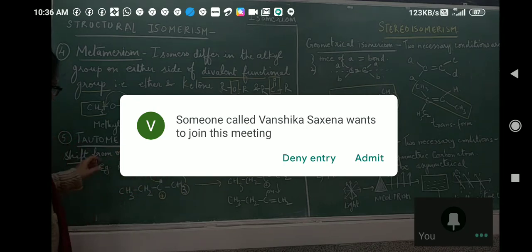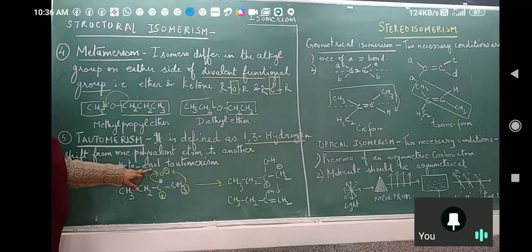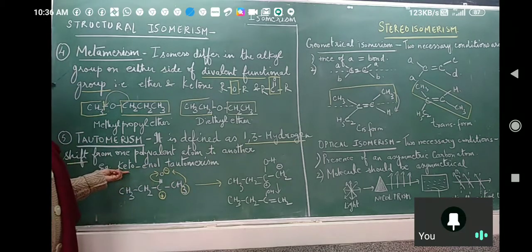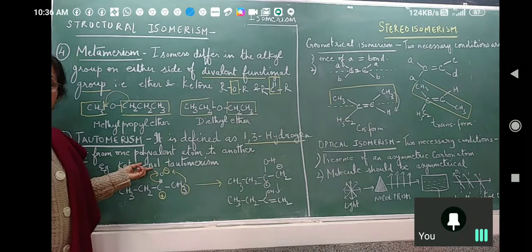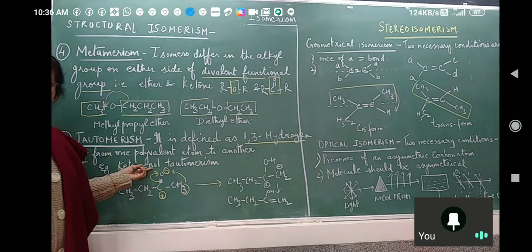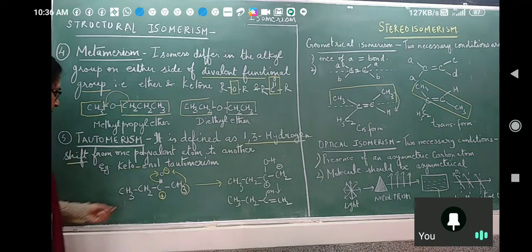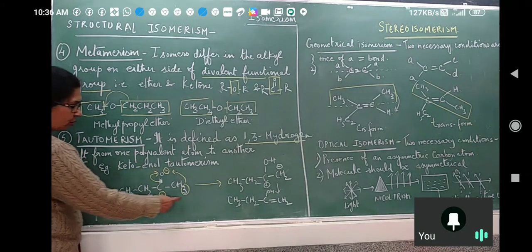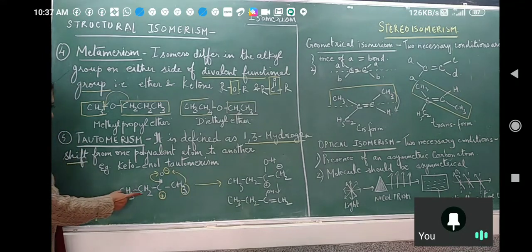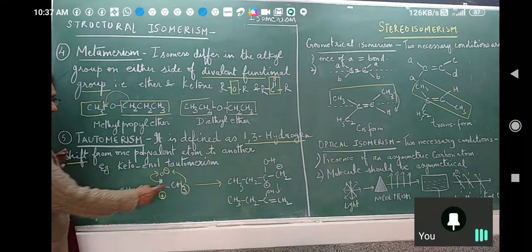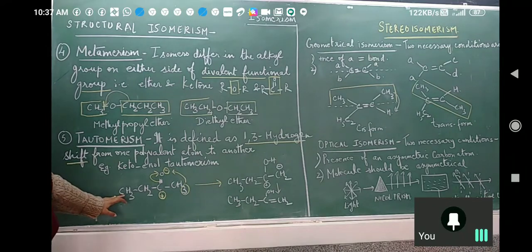Alright. Example is keto-enol tautomerism. Keto means it will have C double bond O, ketonic group. Enol is made up of two words: en means double bond and ol means OH group is present. Now look here. I have drawn this ketone over here: CH3, CH2, C double bond O and CH3. Right?